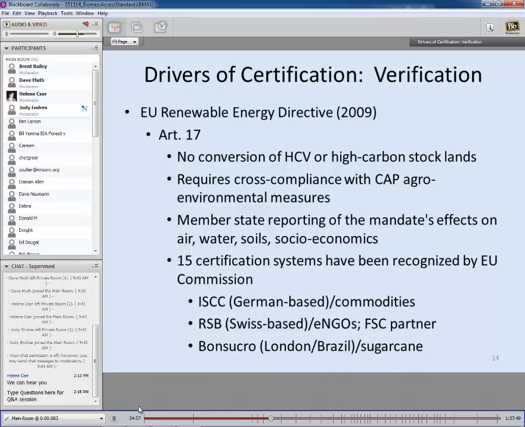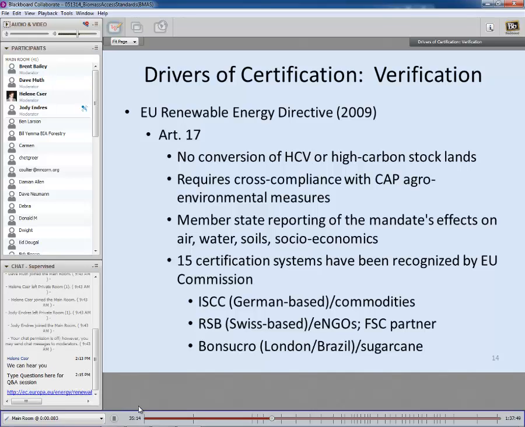Also in Article 17 is a requirement for European producers to what we call cross-comply with the Common Agricultural Policy. That contains agro-environmental measures such as compliance with the Water Directive, Natura 2000, or the equivalent of our Endangered Species Act, and species protection, and so on.